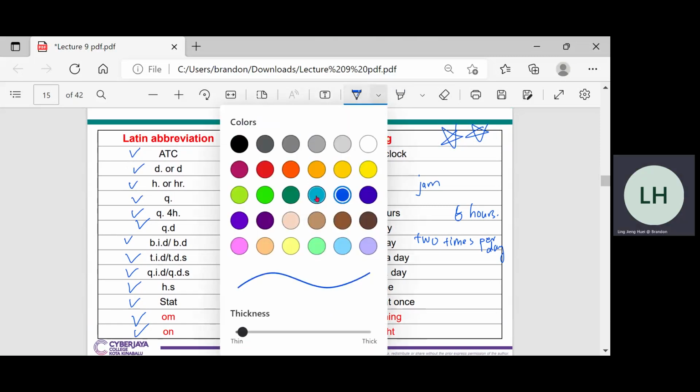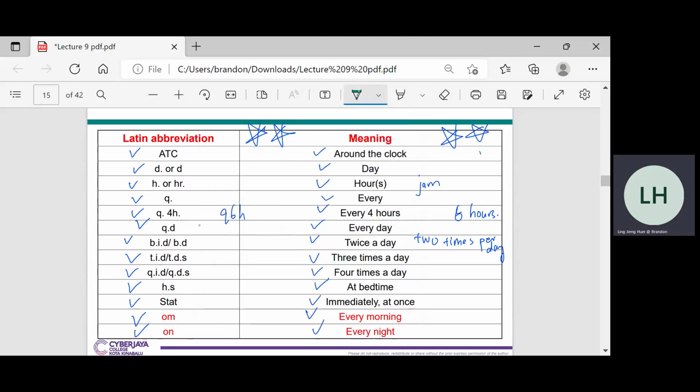Okay, you may be wondering, apakah perbezaan QD dengan QID, kan? Jangan kamu confuse, ha? QD dengan QID. So, QD means every day, setiap hari. QID means four times a day. Okay, something to take note, jangan kamu confuse QD dengan QID.